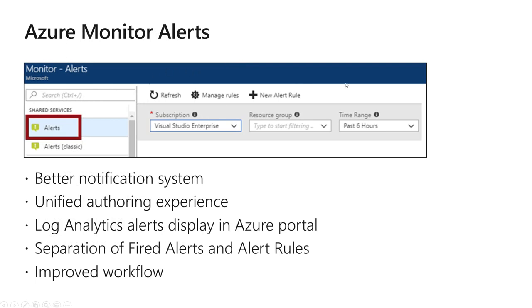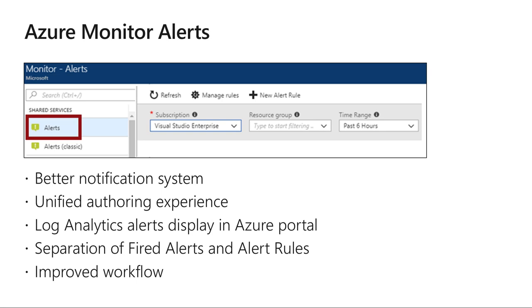This one is an old snapshot. My apologies. But anyway, the monitor alerts experience has the following benefits, right? A better notification system. All newer alerts use action groups, which are named groups of notifications and actions that can be reused in multiple alerts, and a unified authoring experience. So all alert creation for metrics, logs, and activity log across Azure Monitor, Log Analytics, and Application Insights in one place, and view log analytics alerting in the Azure portal. So you can now also see the log analytics alerts in your subscription.